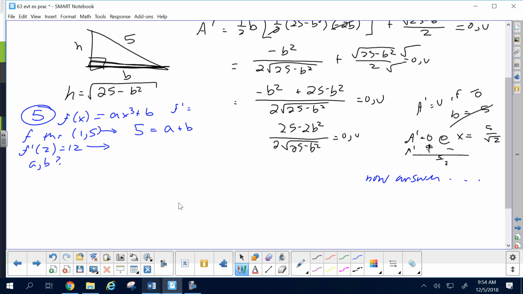The next one involves the derivative. F prime at 2 is 12 means the derivative is 12 when x is 2. That gives you that equation. Now you should be able to solve for a easily. It's obviously 1. And if a is 1, then b is, that's pretty easy, 4. Question 20. Is 20 still a question?